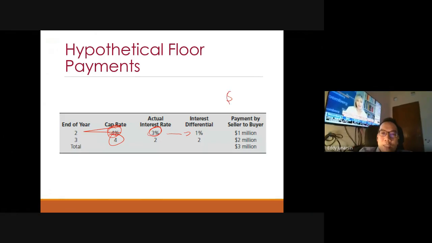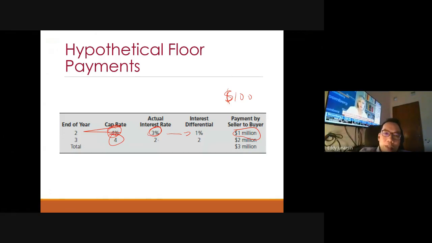If the contract size is 100 million, then you get 1 million. Right? Because again, you have the right to sell it at 4%. But actually the interest rate has declined to 3%, then you get 1%, right?